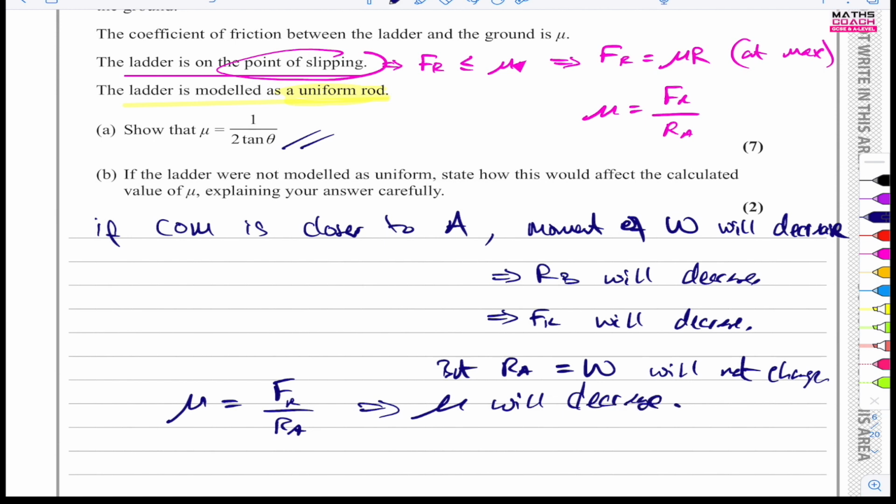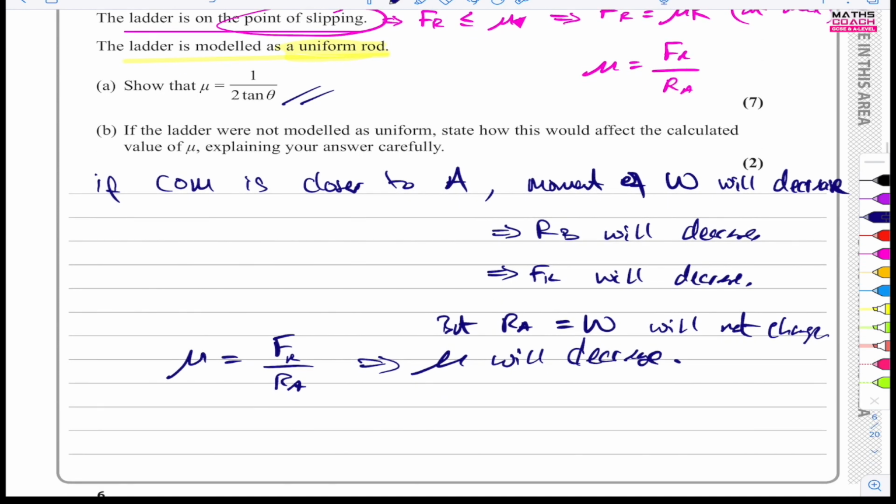So if the center of mass is lower down, friction will reduce. If the center of mass is higher up, it will go up, it will increase. There you go. Because if the center of mass goes up, the moment will increase, so everything else, the friction will increase, and vice versa.